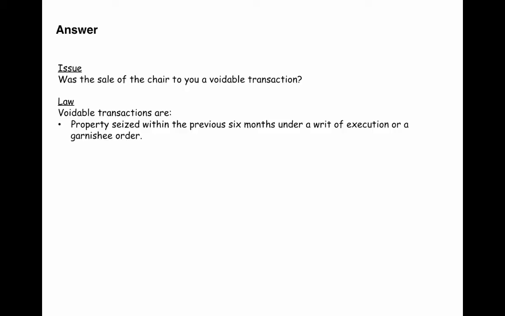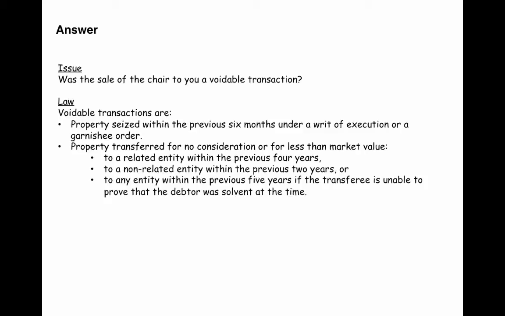Issue: was the sale of the chair to you a voidable transaction? Note that the issue is expressed in the form of a question. Then, set out the relevant law. Voidable transactions are property seized within the previous 6 months under a writ of execution or a garnishee order, property transferred for no consideration or for less than market value to a related entity within the previous 4 years, to a non-related entity within the previous 2 years, or to any entity within the previous 5 years if the transferee is unable to prove that the debtor was solvent at the time.